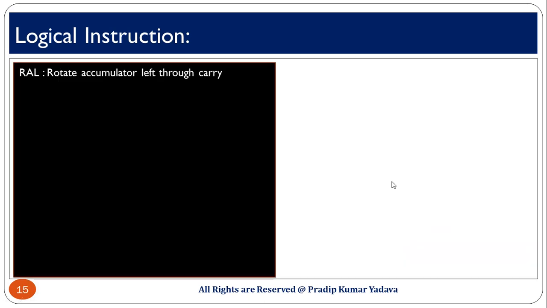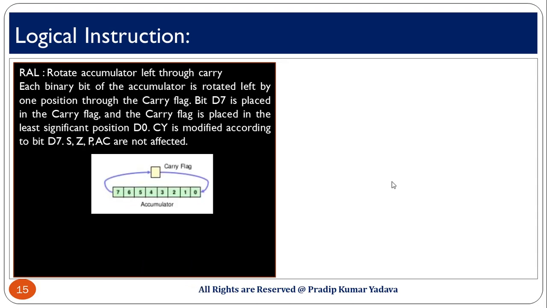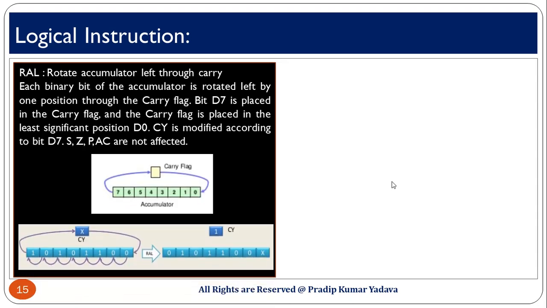Okay. Now, talking about RAL, rotate accumulator left through the carry, which means here we also have to consider the value of carry. So, in this example you can see what is happening: this value will be shifted into carry, the value of carry will be shifted here, and the rest will be shifted by 1 bit left. So, this is the working of RAL.